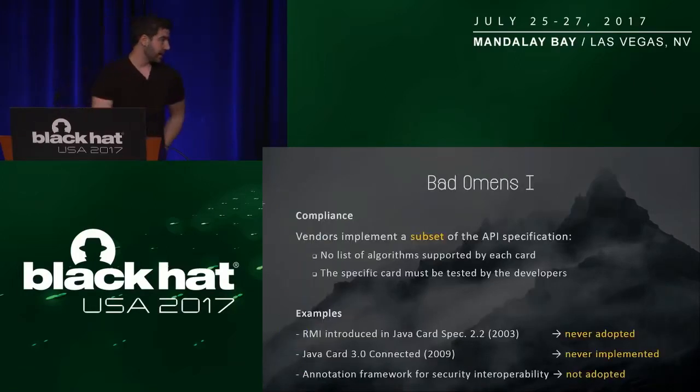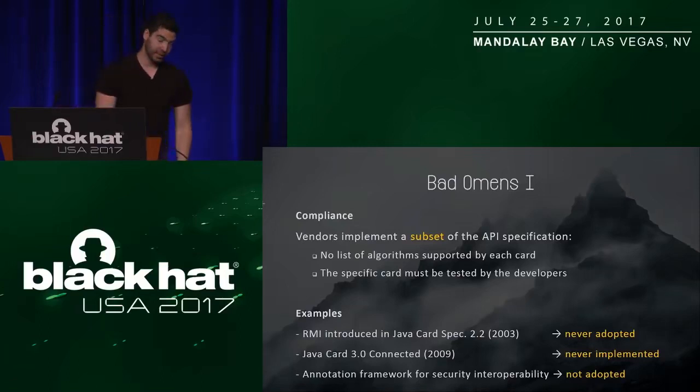So what happened? All those things are very nice in theory, but in practice, this is not what's happening. The problem is that vendors don't necessarily implement the full specification. What they do instead is pick a subset of the functions and algorithms listed there, and they implement that instead. This means that there is no list of algorithms supported by each card. So a card says, I comply with specification 3.0.1, and then you don't really know which subset of 3.0.1 is in there. So what you have to do as a developer is actually buy the card and check by yourself which algorithms, functions and constants are there.